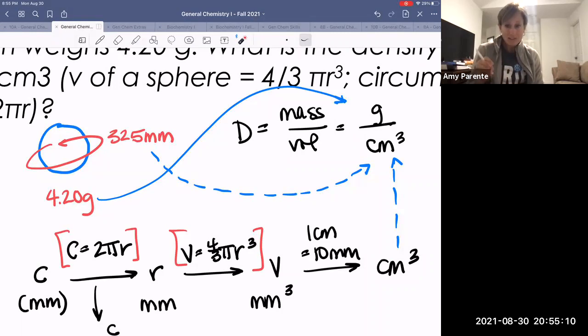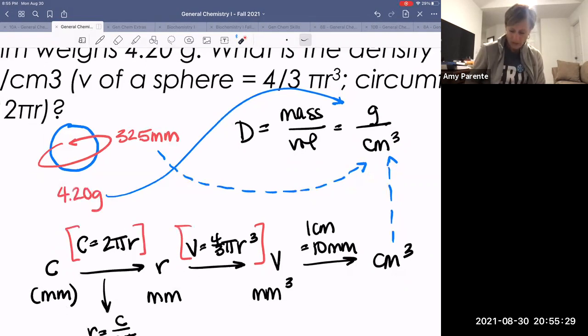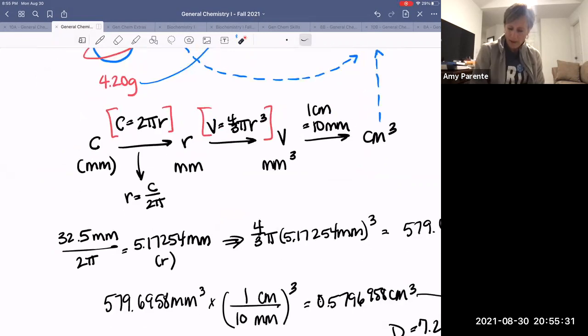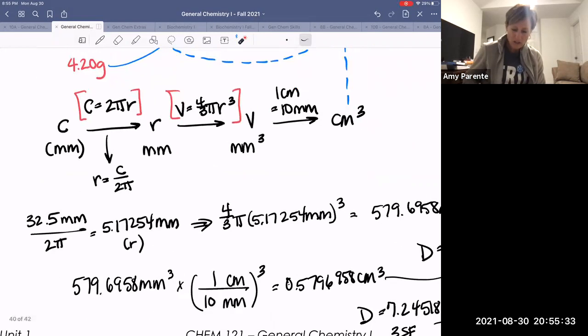But this is my roadmap. This is my unit conversion and my calculations that are going to get me to the volume of that sphere in cubic centimeters. Once I have that piece, it just gets plugged into my density equation. And so that will be my denominator, and they gave me the numerator in my problem. Okay. So here's the roadmap put into action.